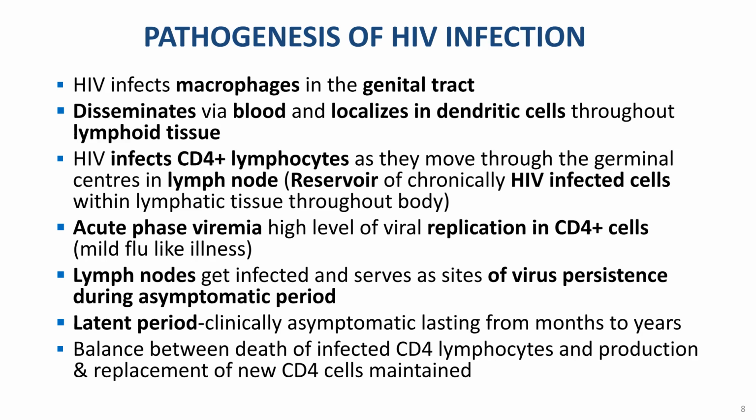During this asymptomatic period, a critical balance is maintained. On one side, we have the death of infected CD4 lymphocytes due to viral replication and direct viral cytopathic effects. On the other side, we have the production and replacement of new CD4 cells by the bone marrow and thymus. As long as this balance holds, the CD4 count remains relatively stable and the patient remains clinically well.